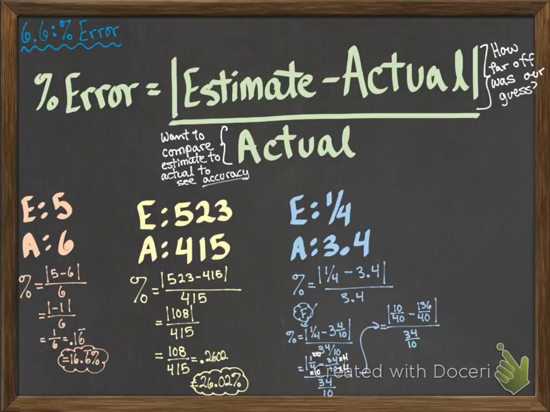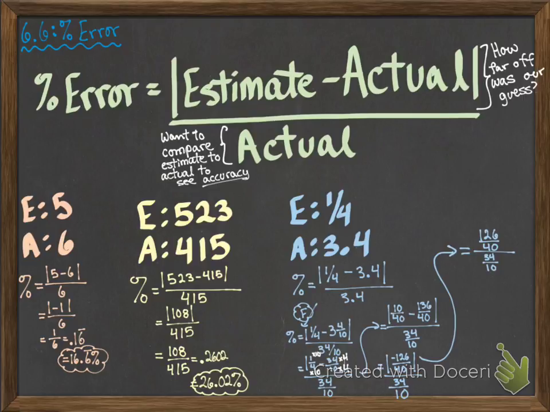Okay? And I needed common denominators because when you add or subtract fractions, you need to have the same denominator. So I have 10 over 40 minus 136 over 40, absolute value of that, over 34 over 10. So I can simplify. 10 over 40 minus 136 over 40 gives me negative 126 over 40, because you just subtract the numerators. 10 minus 136 is negative 126. Everything else stays the same. And now I get the absolute value of negative 126 over 40, over 34 over 10. Now I can take the absolute value, and get 126 over 40 over 34 over 10.